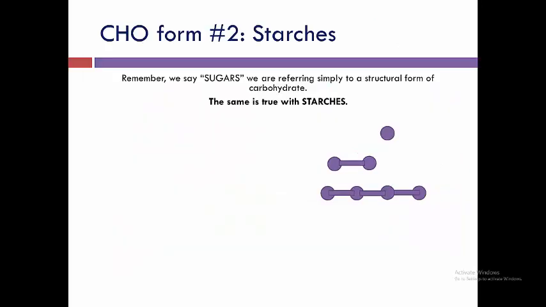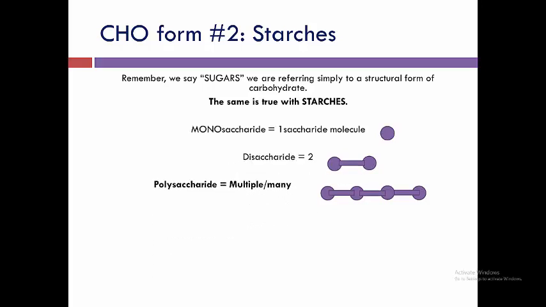So now you understand sugars. Let's talk about the second form of carbohydrate, starches. Remember, we say sugars and we simply mean a structural form of carbohydrate. Same thing with starches. So while our sugars were either singular monosaccharides or two little saccharides stuck together, disaccharides, both of which are very simple structures, hence simple carbohydrates, starches are more complex.